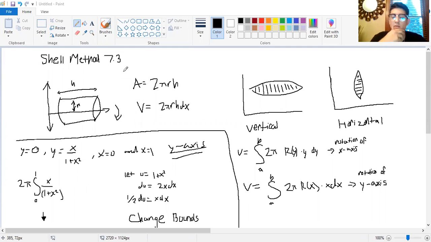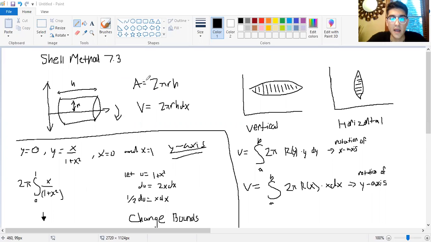So what is the shell method? The shell method is finding the volume of a solid based on its revolution. Instead of using the disk and washer method, where we're slicing perpendicular to the axis, we're actually slicing parallel to the axis of rotation, depending whether it's x or y. And that's actually what creates the illusion of shells on a cylindrical shape.